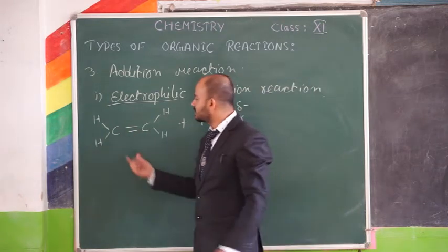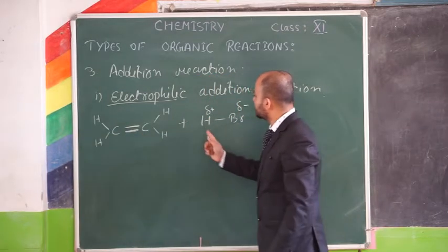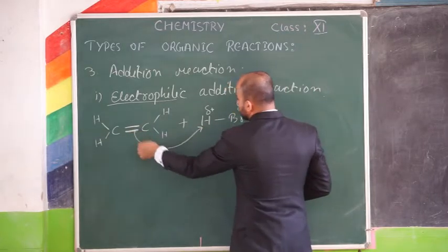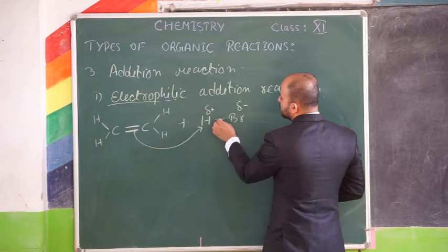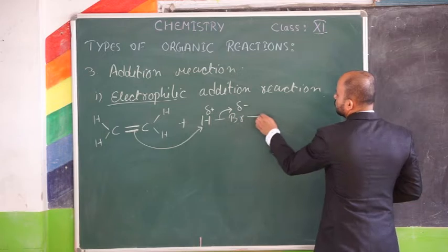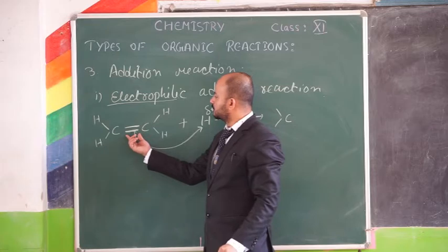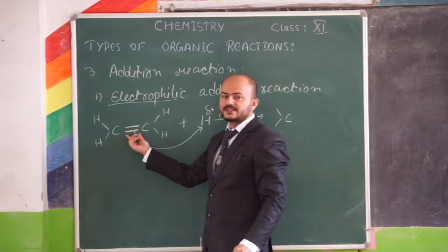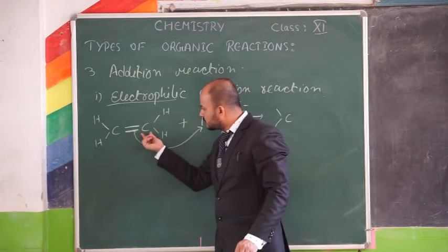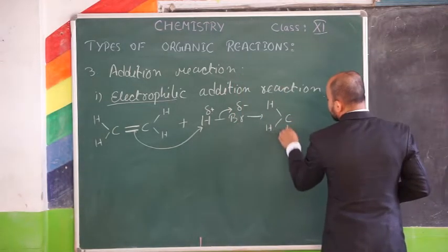So here you can see in case of alkene, you have pi electrons over here. Now these pi electrons will approach this H plus ion. Electrons are negative, so they will approach this positive charge. As a result, this bond will break heterolytically. Since the pi bond electrons are being involved in bond formation with this hydrogen, this hydrogen will be attached to this carbon. Let me write that this hydrogen is being attached to this carbon.